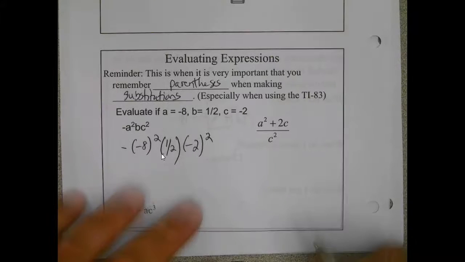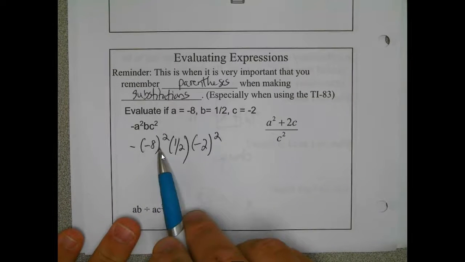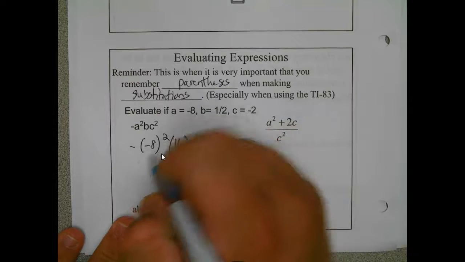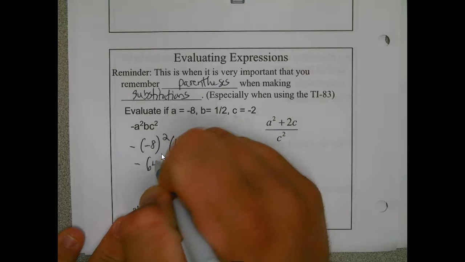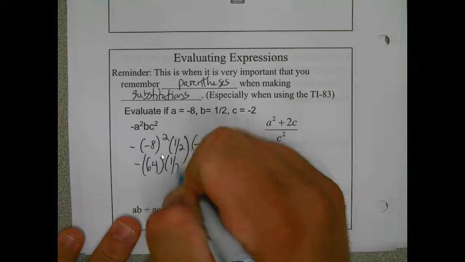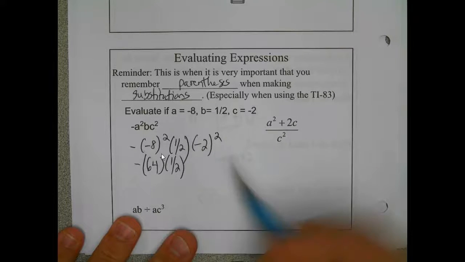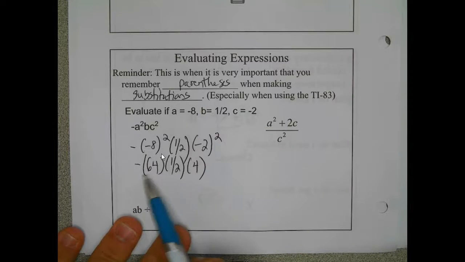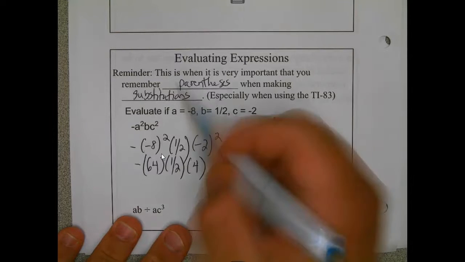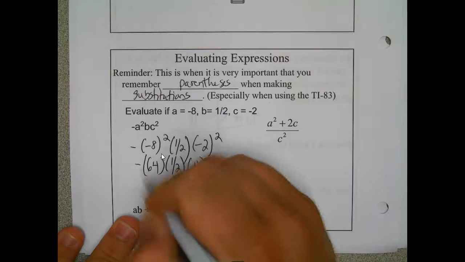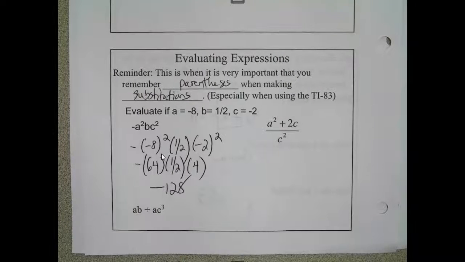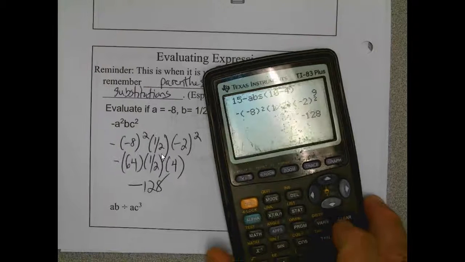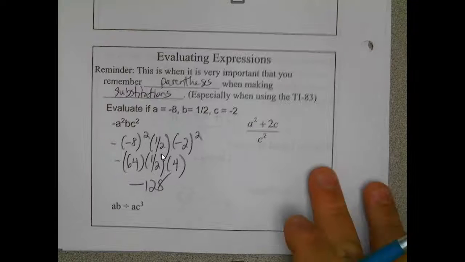Let's double check our work here. Negative 8 squared is 64, so negative 64 times 1 half times negative 2 squared, which is 4. 64 times 1 half times 4 is 128. And since that negative sign is still out there, we end up with negative 128. So, again, you can see that the parentheses were absolutely critical in making sure that we evaluated these.